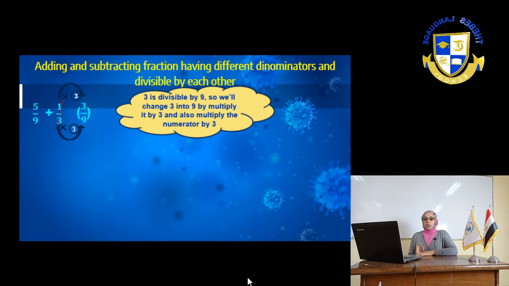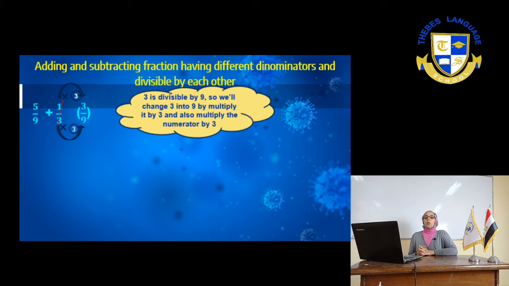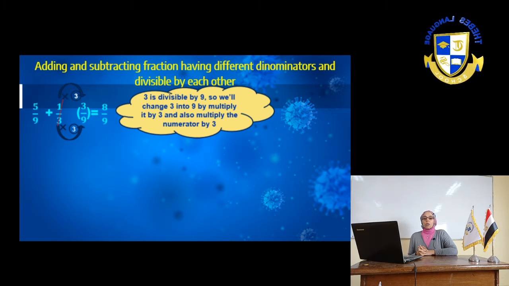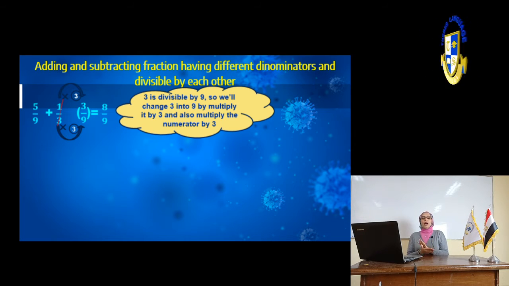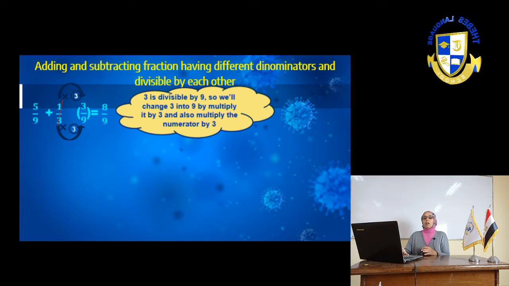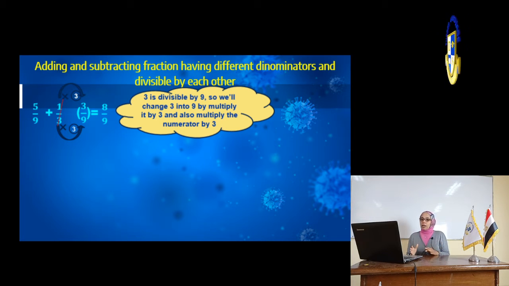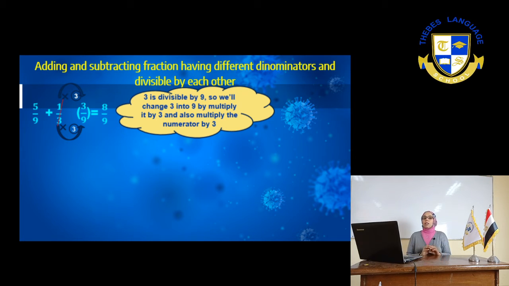How do we make 3 equal 9? Multiply both numerator and denominator by 3. 1 times 3 equals 3, and 3 times 3 equals 9. So the new fraction will be 3 over 9. Now we will add as we said before. 5 plus 3, it will be 8 over 9. So if we want to add or subtract any fractions, we must make their denominators the same.